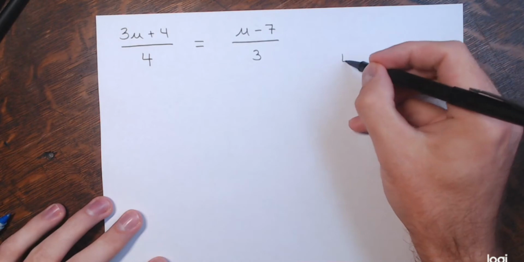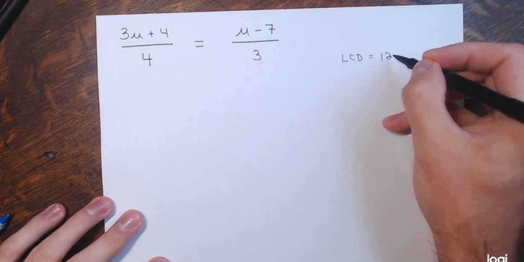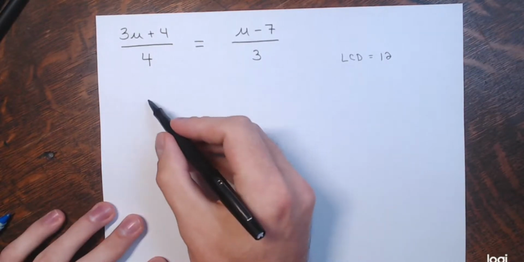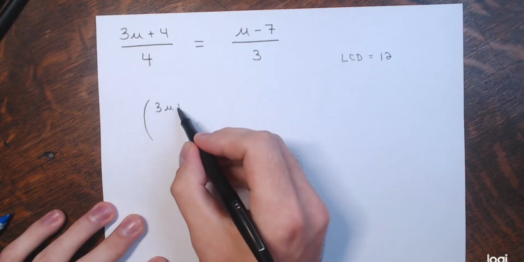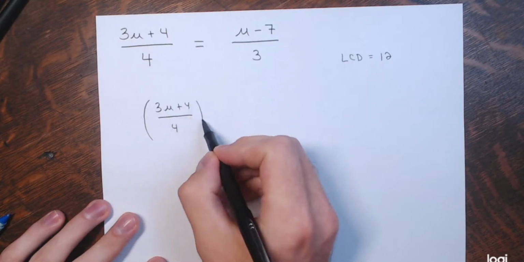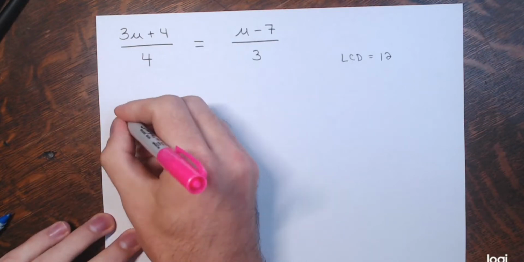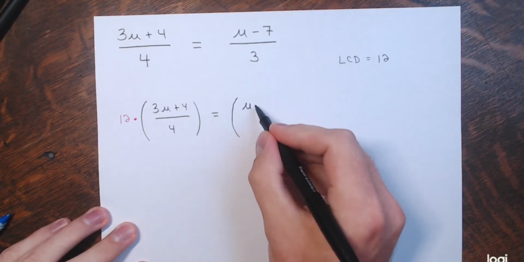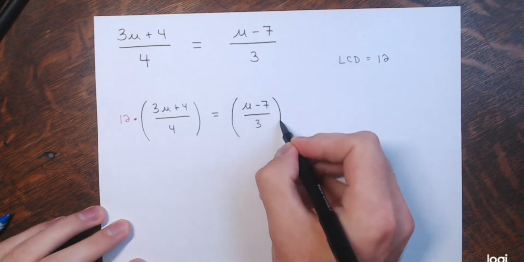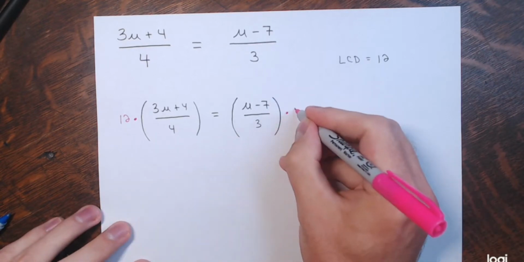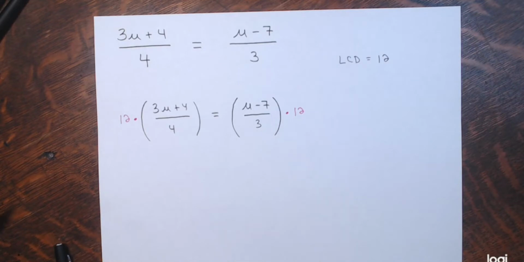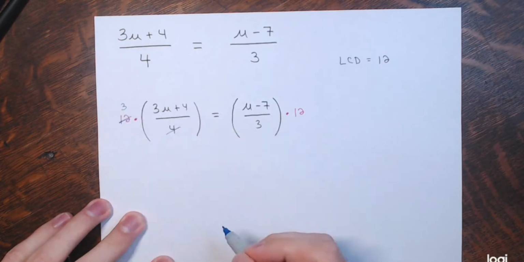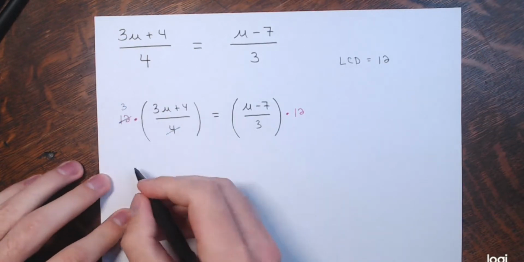I'm hoping you can see that the LCD would be 12, just 3 times 4. That's the least common multiple of 3 and 4. So I'm going to take the whole left side, that one fraction, and multiply it by the LCD, multiply by 12. Same thing on the other side, it's just a single fraction, u minus 7 over 3. Also multiply this by the LCD, multiply by 12 on both sides. Now that should cancel the denominators. 4 goes into 12 3 times, so on the left side, I'd have a factor of 3 left over.